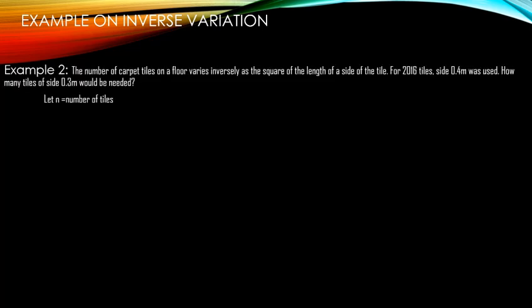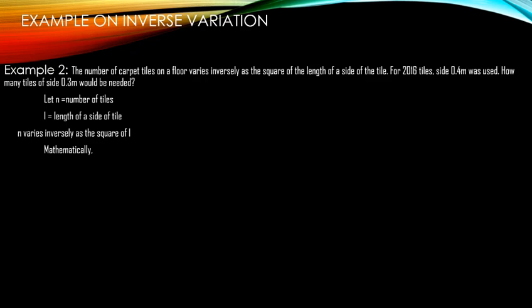I will talk about one example now on the inverse variation for us to understand more. The example goes like this: the number of carpet tiles on the floor varies inversely as the square of the length of a side of a tile. For 2016 tiles, size 0.4 was used. How many tiles of side 0.3 will be needed?